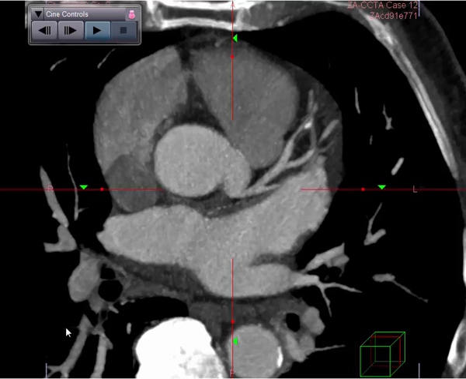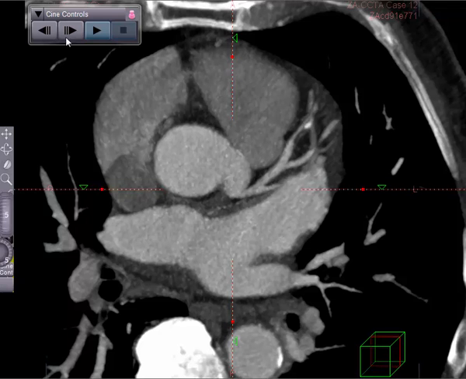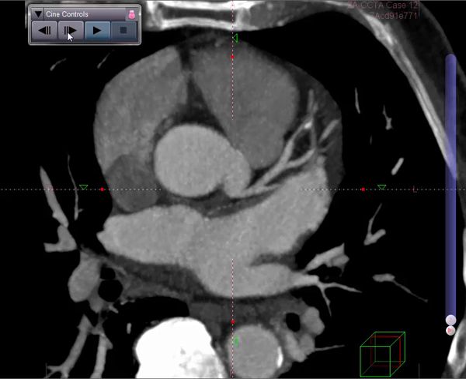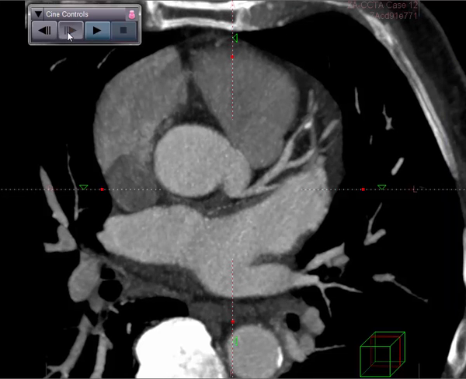This is CCTA case number 12. It's a 78-year-old man with atypical chest pain and an abnormal treadmill exercise test. There are 3 phases presented in here. We have the Cine controls. We can change the phases by pushing the forward button into these 3 areas.